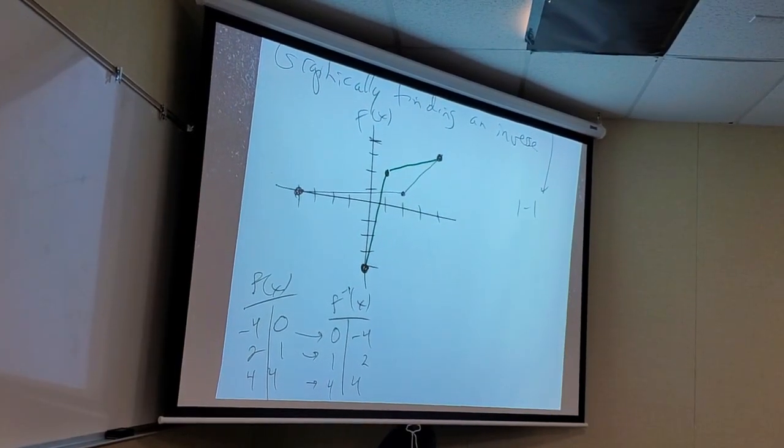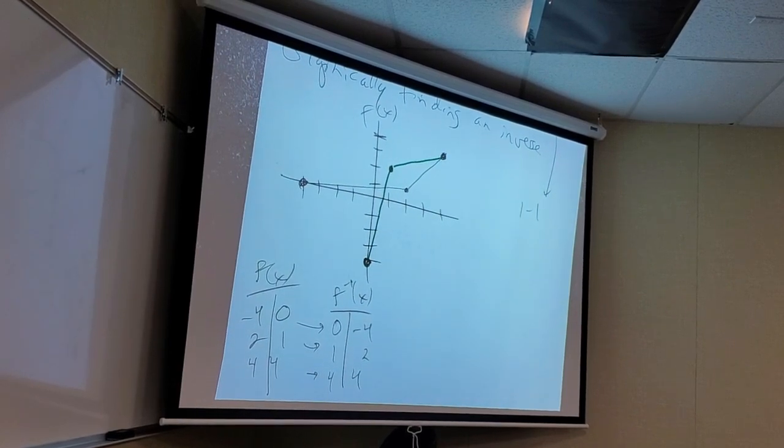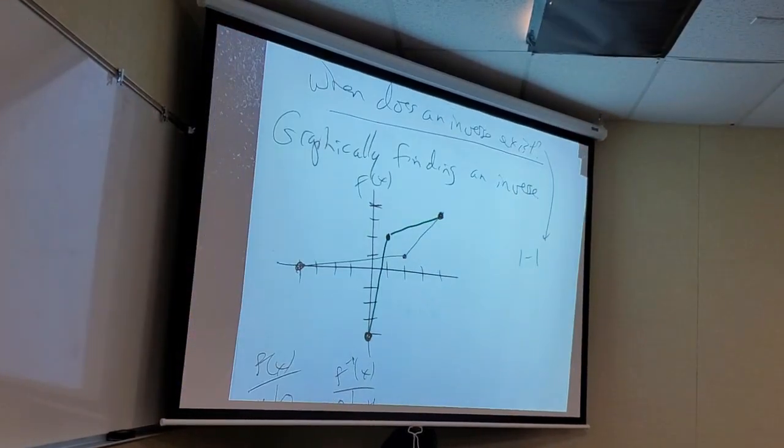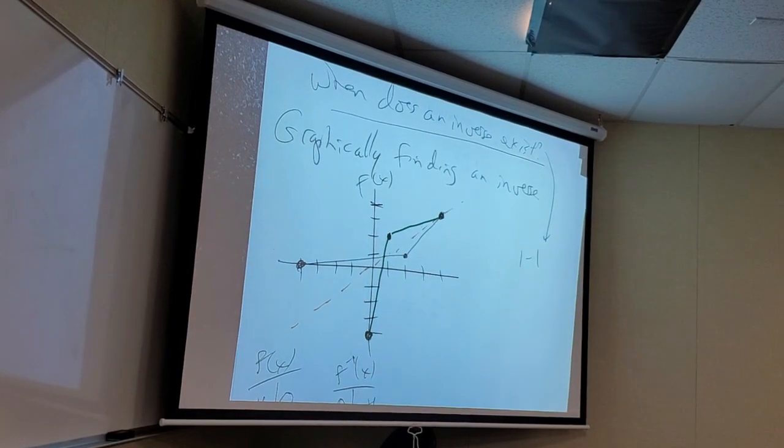Where's the mirror? Where's the symmetry? Isn't it through there? The mirror is the y equals x line. And why does that make sense? We switch the y and the x, so it flips over the y equals x line.